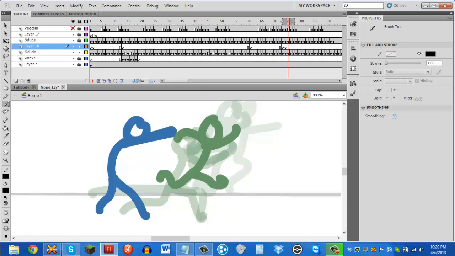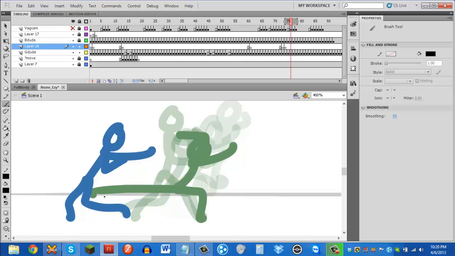Wait, let me get a brush. Yeah, he's kicking with this leg right here. I don't know how he's kicking with that leg, and then suddenly it went from that, and it's like, God, at least put a trail.